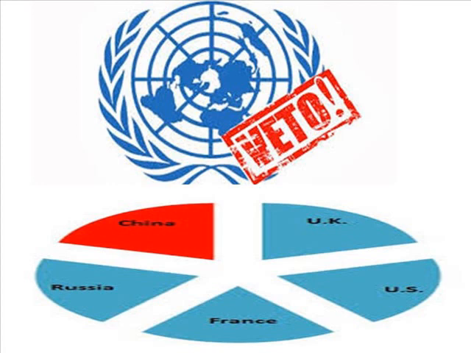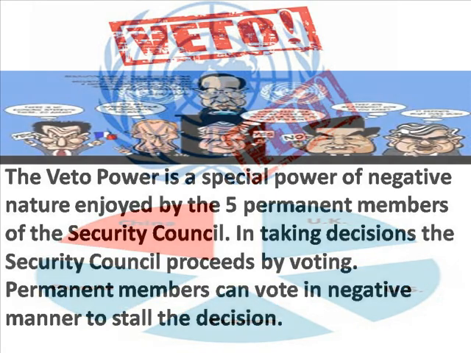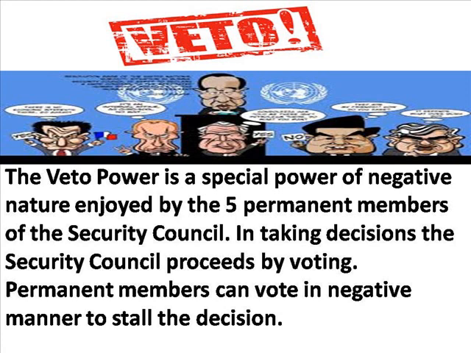Veto power is enjoyed by the 5 permanent countries of the Security Council. These 5 countries are UK, US, France, Russia and China. Actually, the veto power is a special power of negative nature enjoyed by the 5 permanent members of the Security Council. In taking decisions, the Security Council proceeds by voting. Permanent members can vote in a negative manner to stall the decision.